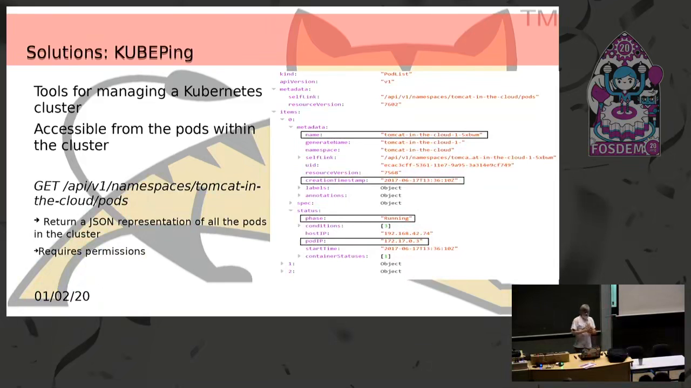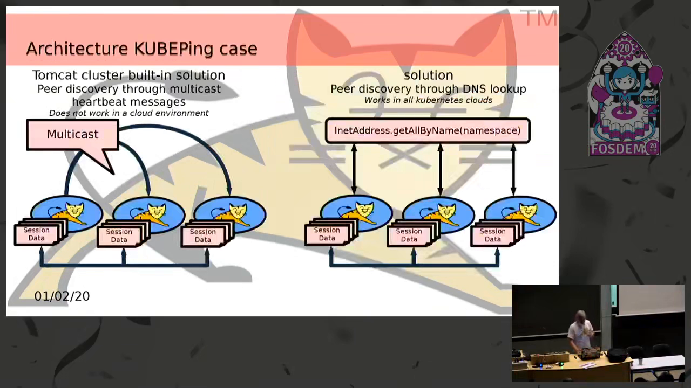KubePing is a bit tricky because you need some permissions. In this case, it's not a big problem. But if you're running on a real cloud, you won't have those permissions, and you will not ask your administrator to give them to you. So there's another way to discover the other node. We name it DNS_PING, you can look for it. It has been invented by the Infinispan guys.